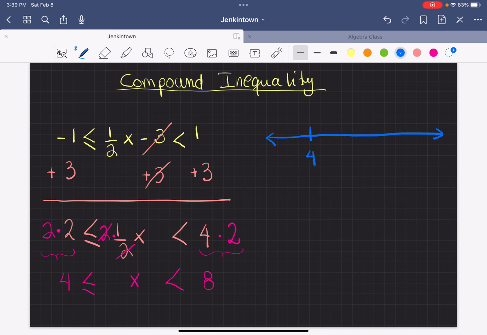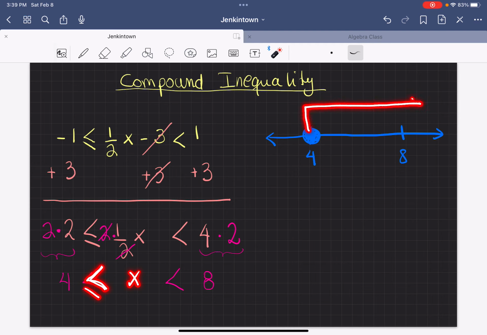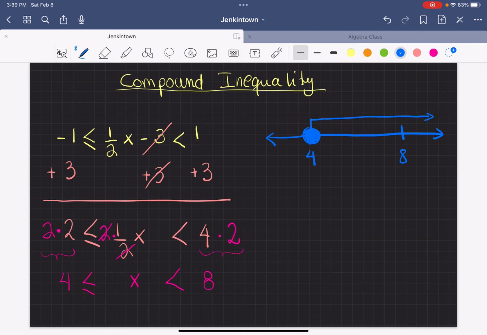So 4 is here and 8 is here. Okay, here it says that x is greater than or equal to 4. So 4 here. The 4 is included because it has an equal here, so I'm going to color my circle. And then numbers greater than or equal to 4, those numbers go to the right of 4. So numbers to the right of 4.